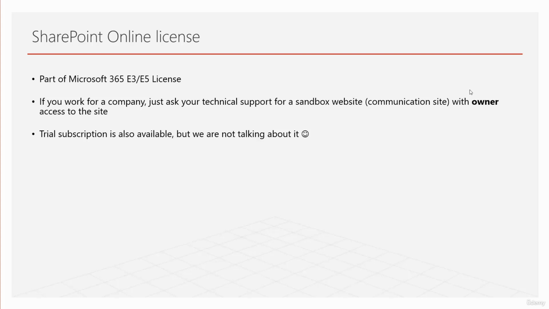Just make sure they make you the owner of that site so that you can go there, create lists, libraries, and make changes that are necessary to the work that we do in this course. A trial subscription is also available, but I really don't want to talk about it because it may come and go at any point. So for SharePoint and Office, as long as we have an E3 or E5 license, we're good.